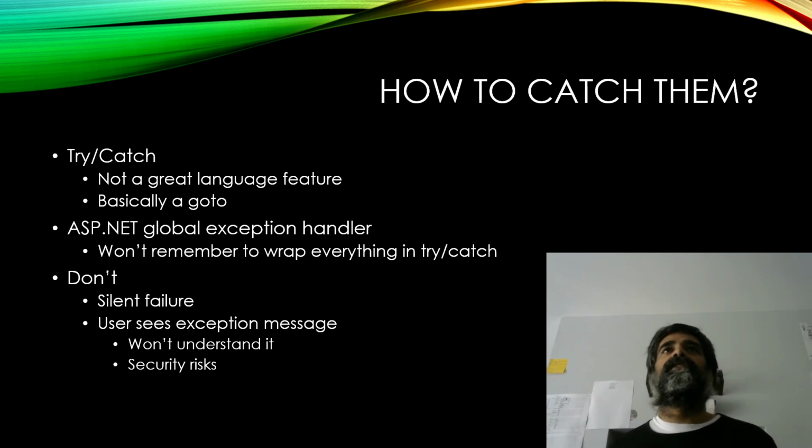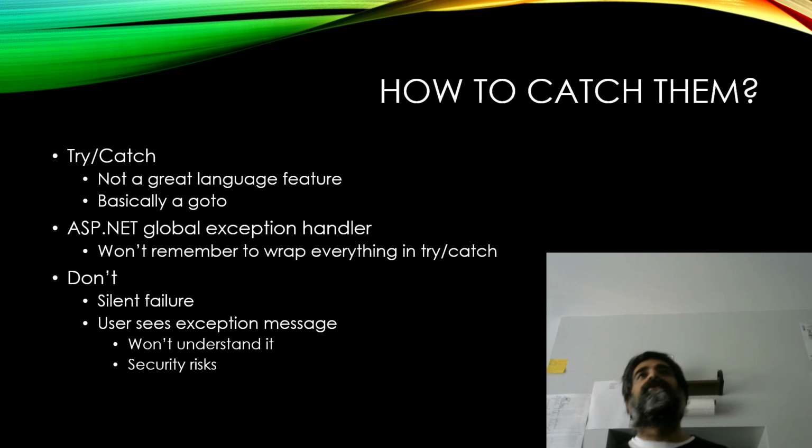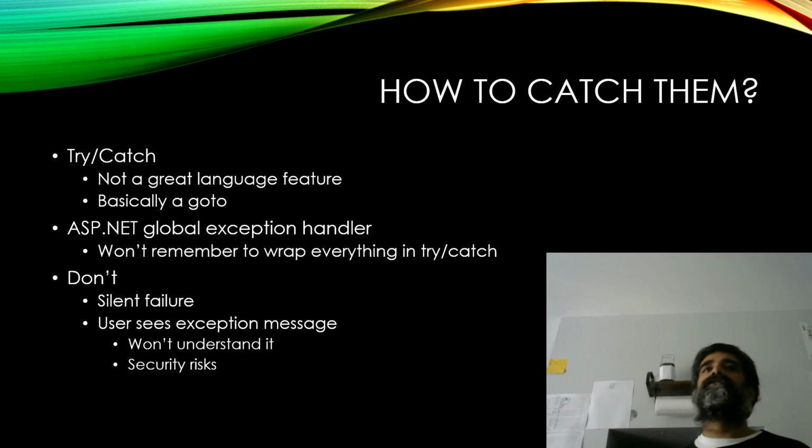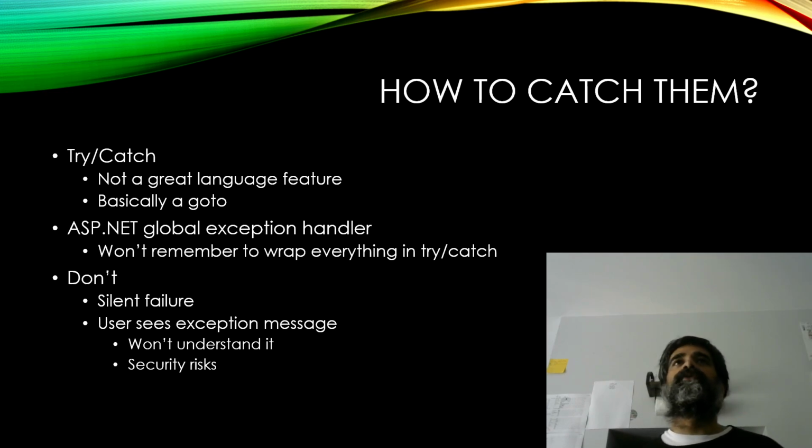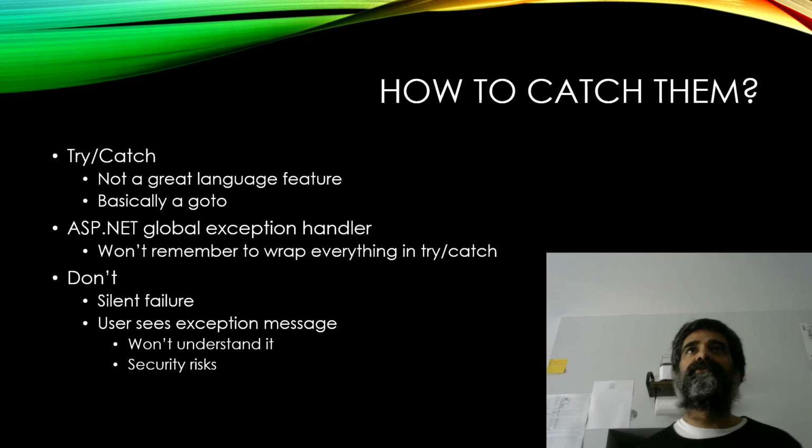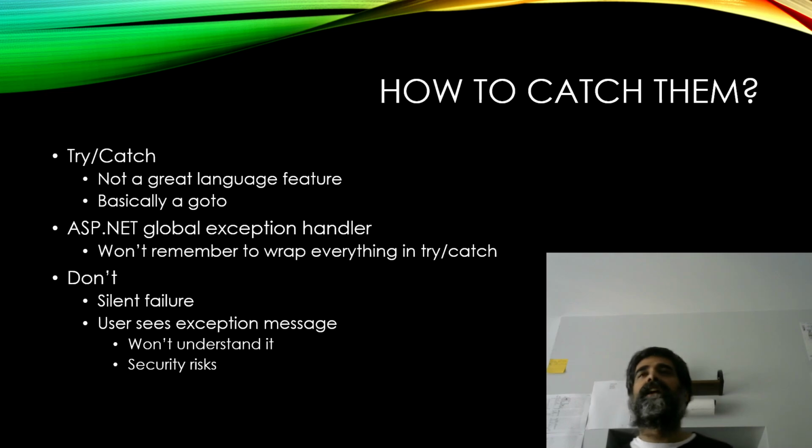In ASP.NET, we have a global exception handler. So for all your server-side code, you don't need to wrap every entry point in a try-catch statement. You can just have one file with a function that is run anytime an exception happens. The reason that's better is because you won't have to remember to wrap every entry point in a try-catch.